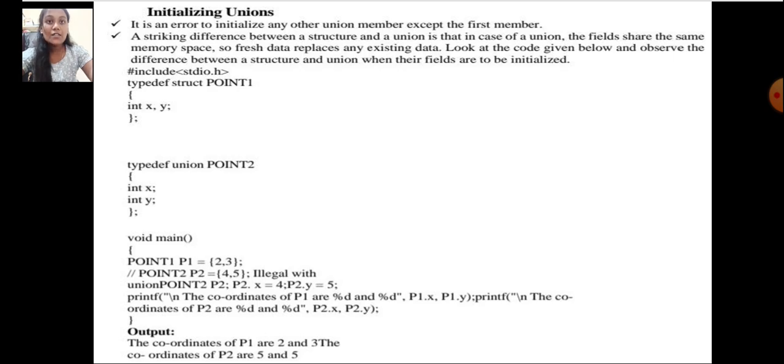Initializing unions. It is an error to initialize any other union member except the first member. A striking difference between a structure and a union is that in case of a union, the fields share the same memory space, so fresh data replaces any existing data. Look at the code given below and observe the difference between a structure and union when their fields are to be initialized.